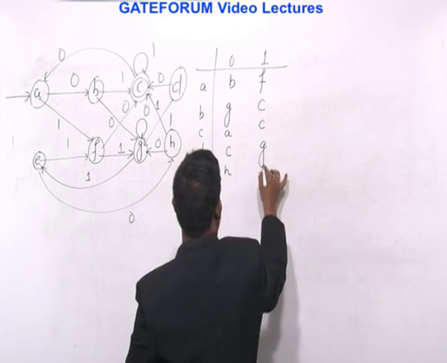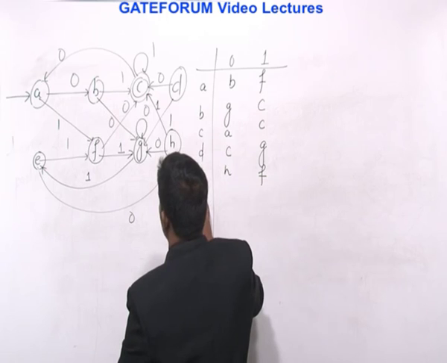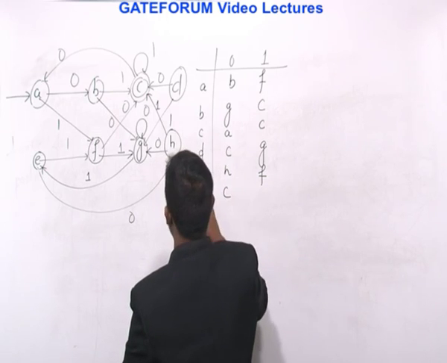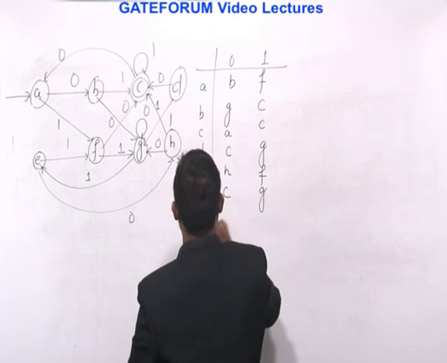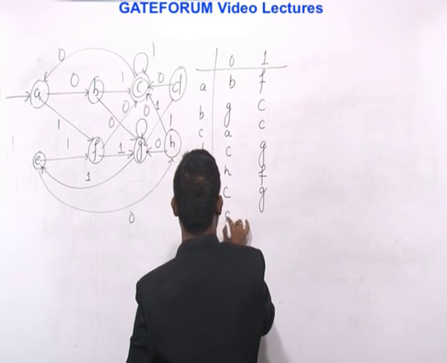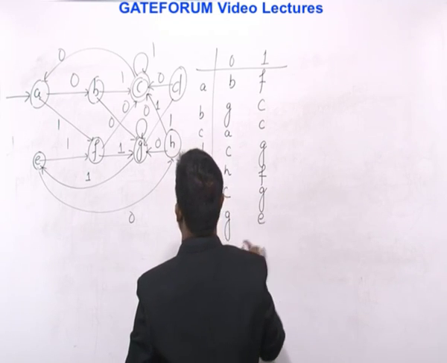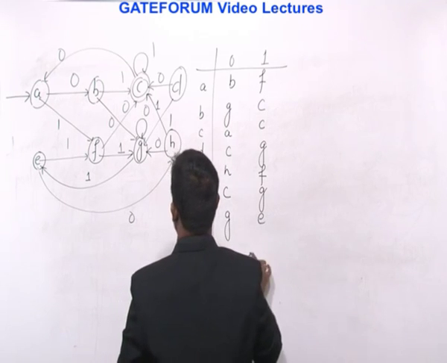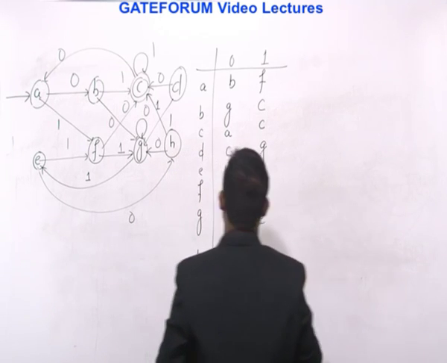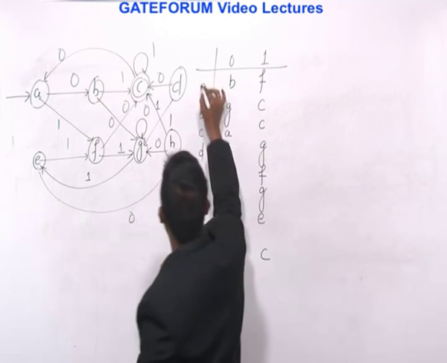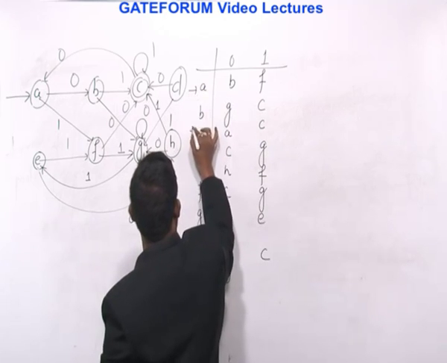E on input 1 goes to state F, F on input 0 goes to state C, F on input 1 goes to state G, G on input 0 goes to itself, G on input 1 goes to state E, H on input 0 goes to G, and H on input 1 goes to state C. Okay, so this shows the starting state and final state.